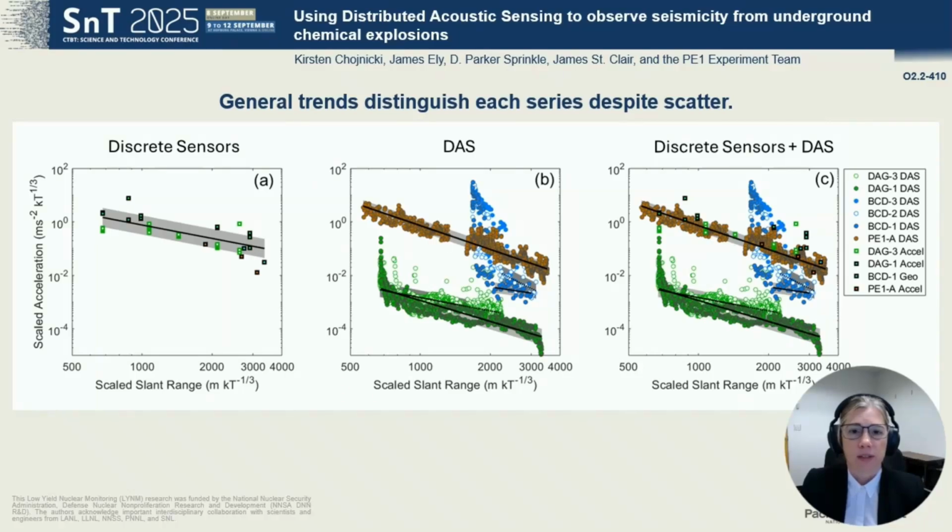When the single-point sensor data is combined with the DAS measurements in plot C, the overlap of the discrete values with the PE1A DAS data obscures differentiation between the experimental series, making it challenging to establish clear distinctions.